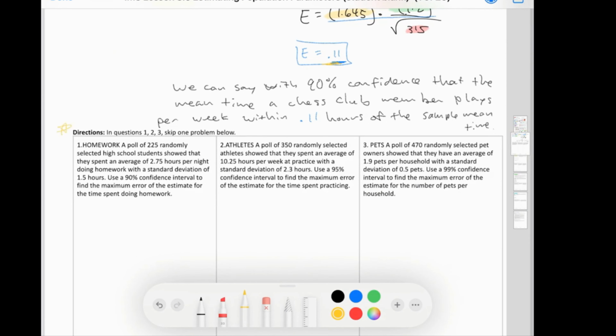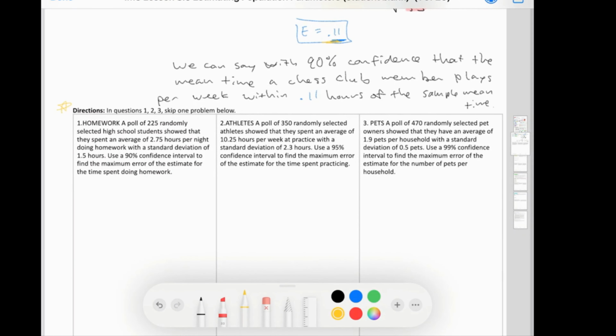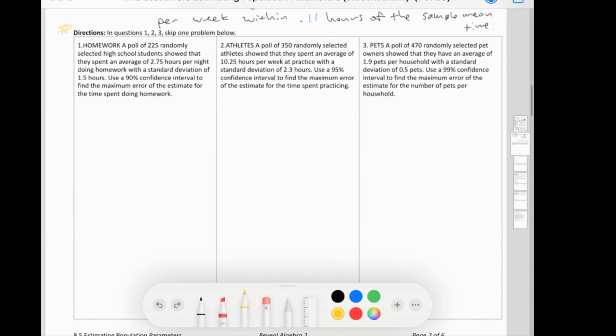Okay, let's go down here. It says in questions 1, 2, and 3, skip one problem below. So let's just say you want to skip number 2, just put a big X through it, and you have more space to do questions 1 and 3. And then when you're ready, you can just press play to check your answer, or you can do it step by step with me as I go through all of the problems, but you only need to do 2.